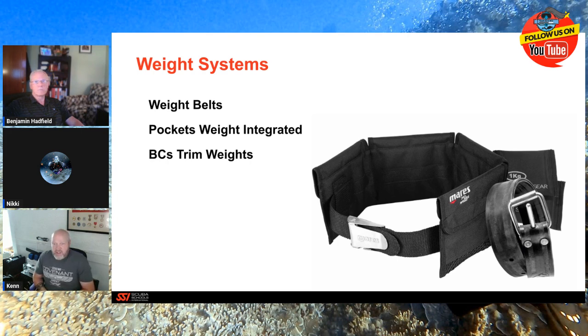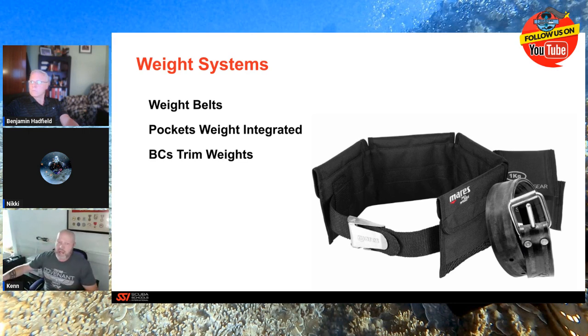So weight systems. From the pictures that we saw earlier, those BCs have integrated weights. The two that I showed you, integrated weight systems. So you have your pocket weight integration system. You also have weight belts. Weight belts have come a long, long way over the last few years. So these weight belts, you have a bunch of individual pockets, so you can stick your weights in there, whether or not they're hard or soft weights. These are a fairly comfortable belt. And with all the pockets going all the way around you, you can adjust your balance a little bit better than you can with some weight systems.